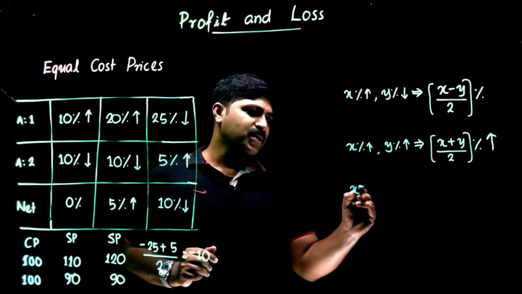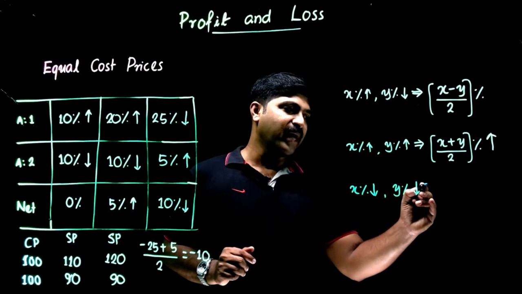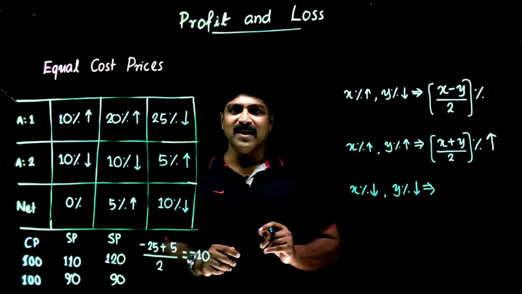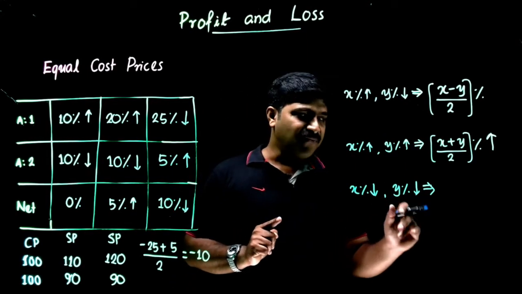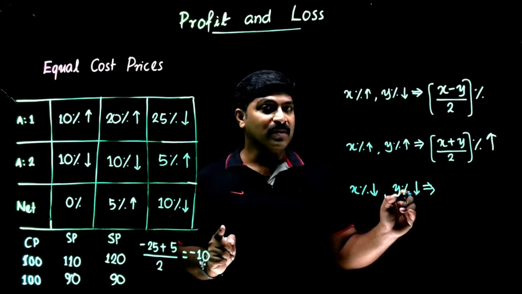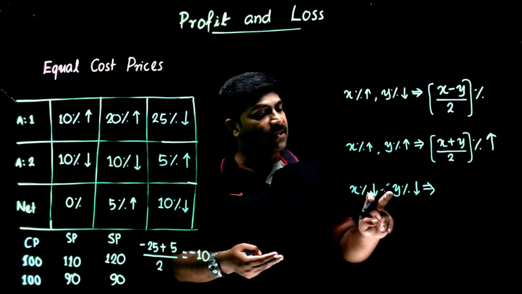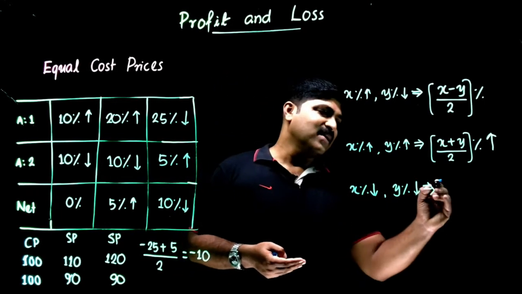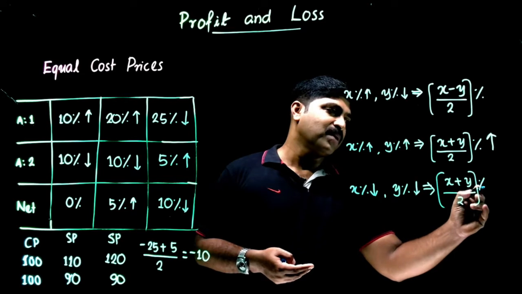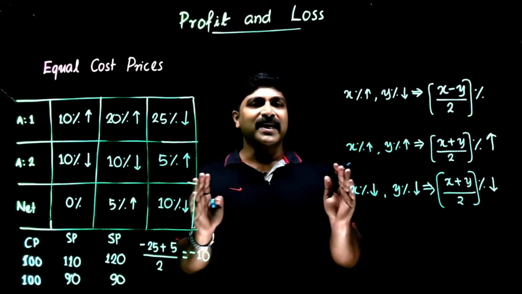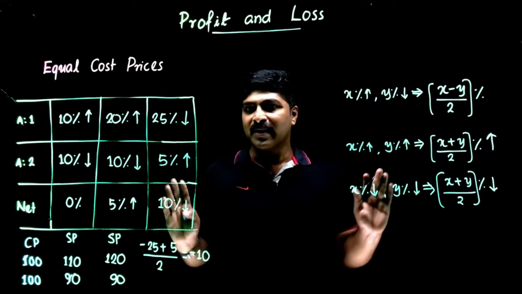But if both are losses, we consider the first article sold at X% loss and the second article sold at Y% loss. What will be the net effect? Here again, we know that both the variations are losses, therefore the net variation will also be a loss. So we can directly write it with the help of signs: negative X, negative Y by 2. So we can consider its negative version, that is X plus Y by 2% loss. This is the direct result for finding the answer for this type of question. Keep this result in your mind.